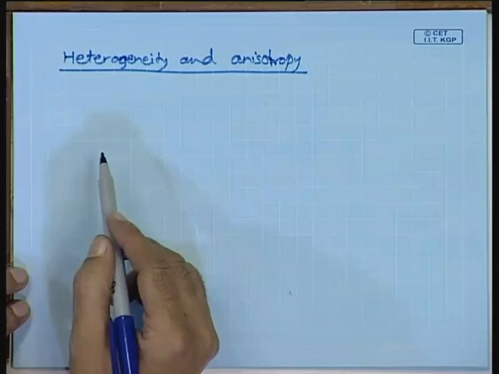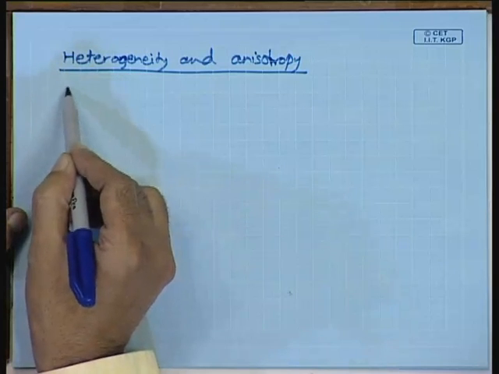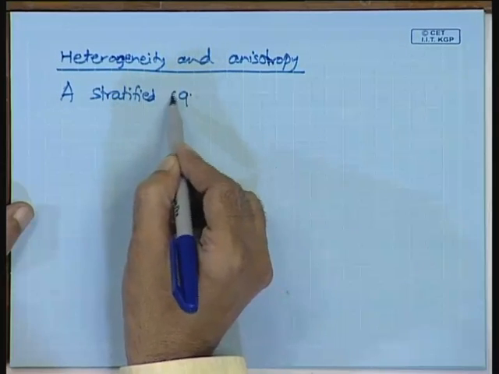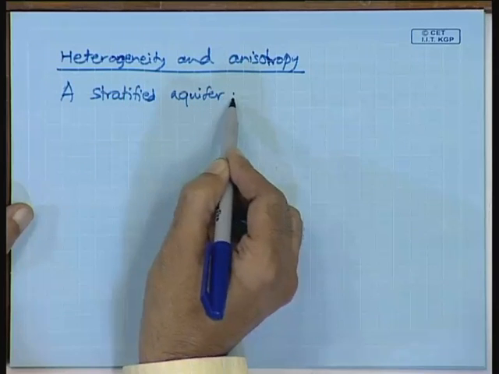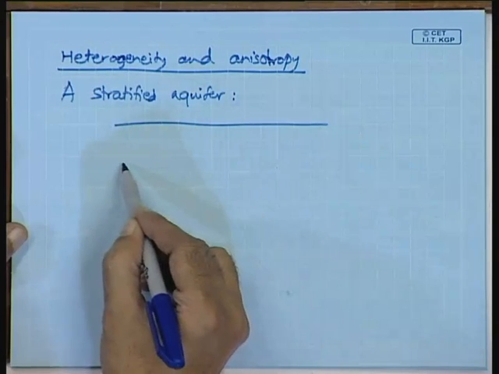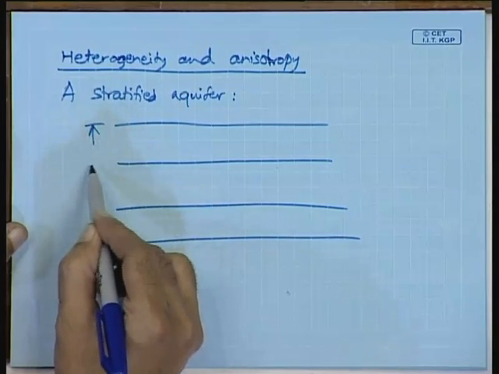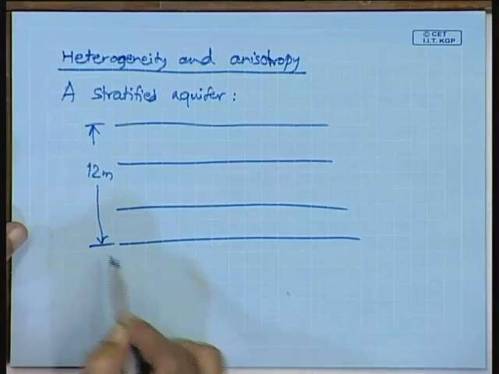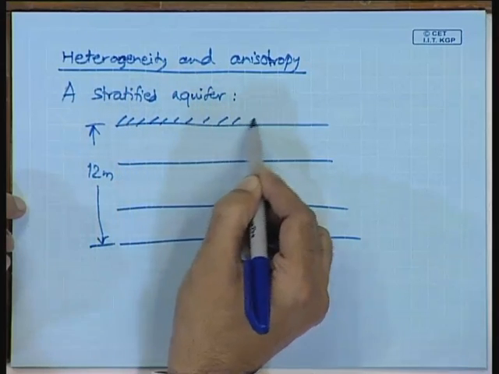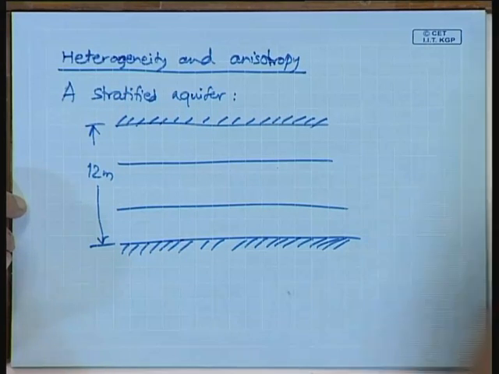In aquifers, let us consider, for example, a stratified aquifer of thickness 12 meters. So this total thickness is, say, 12 meters, and it consists of 3 layers as shown here. And this is the flow direction.